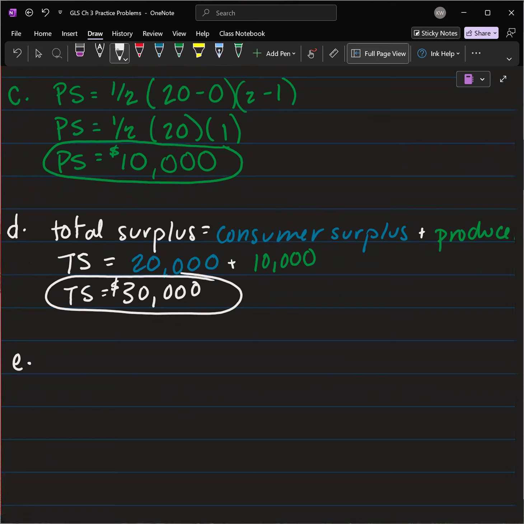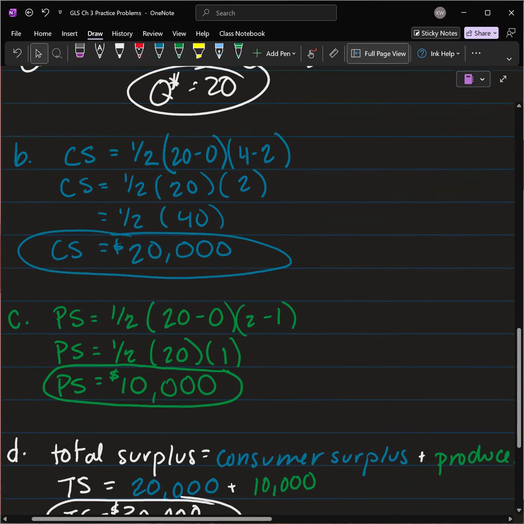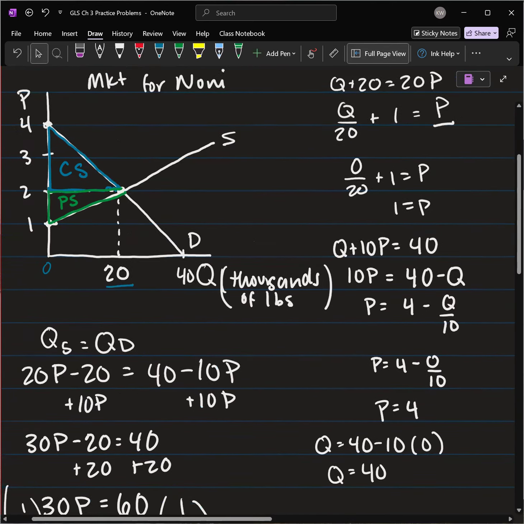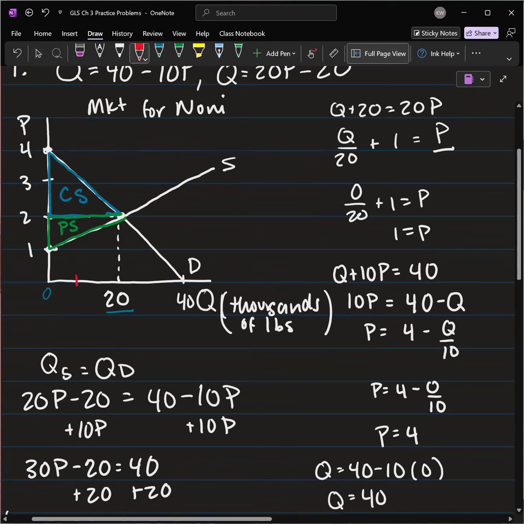All right, so suppose the USDA and FDA decide to place a quota on noni at 10,000 pounds, and we want to find what the market price would be with this quota. So we're going to go back up to our graph and draw in that quota at 10,000 pounds. Here's our 10. I'm just going to mark this using red here. So our supply curve is actually going to kink with our quota such that it's perfectly inelastic at 10,000 pounds of noni.